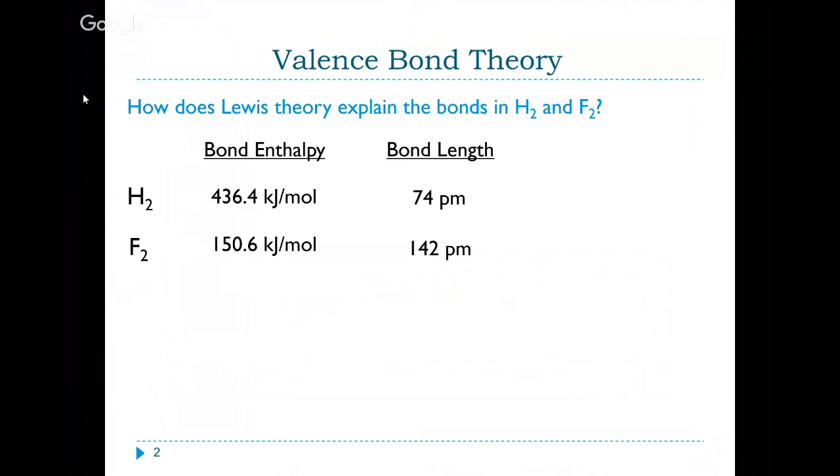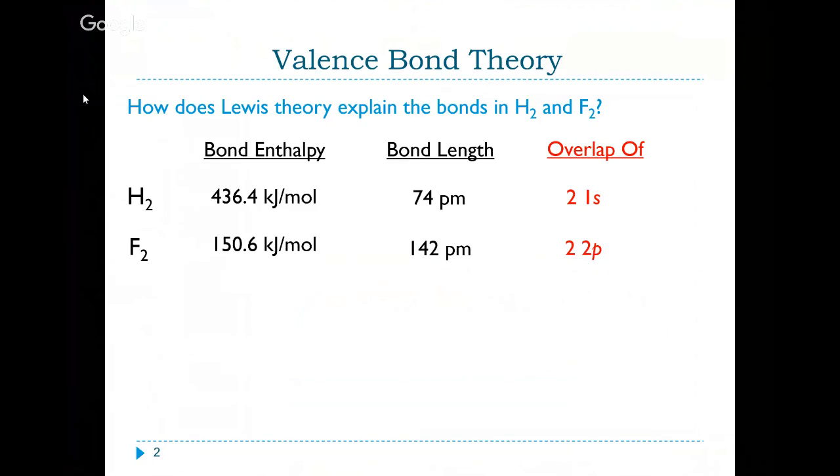So the difference between diatomic hydrogen and diatomic fluorine. Bond enthalpy for hydrogen is 436.4 kilojoules per mole. Bond length is 74 picometers. Bond enthalpy for fluorine is 150.6 kilojoules per mole, but the bond length is 142 picometers. So why would these two things be different if they both have single bonds, right? Lewis theories, if you draw these out, they each have single bonds. So should they not be the same?